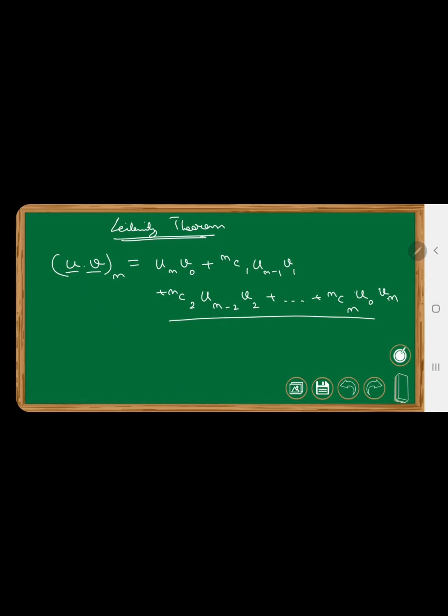You can easily prove it using mathematical induction. This is what we call the Leibniz theorem.